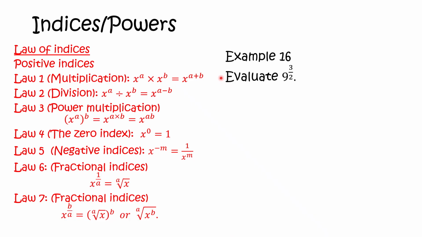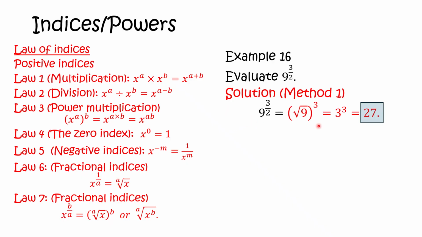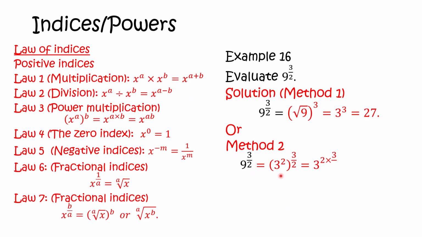So let's look at example 16. Evaluate 9 to the power 3 over 2, the solution. Method 1. This then means that we can actually find the square root of the base 9, which is 3, and we raise it to the power 3 to get 27. That's the first approach.